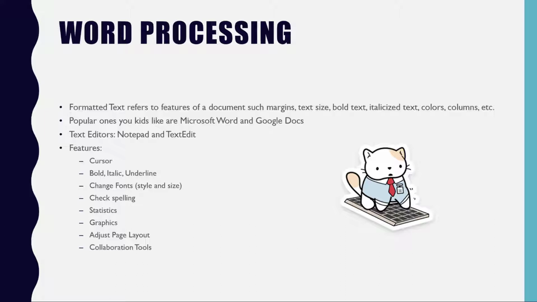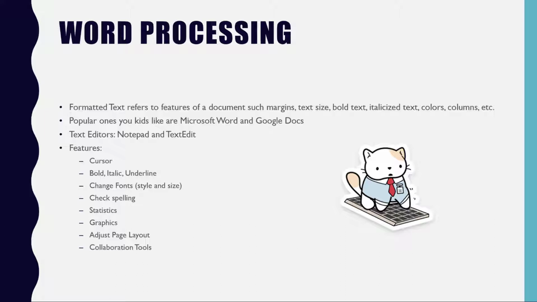One of the definitions that I saw is that it formats text and refers to the document, such as margins, text size, bold text, italicized text, colors, columns, etc. Right? You can underline, you can bold, you can check spelling, you can even add graphics and format how the graphics work with the text. But other things do that too that aren't word processing.